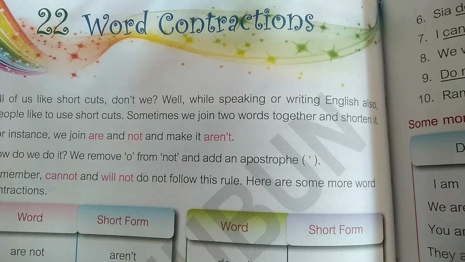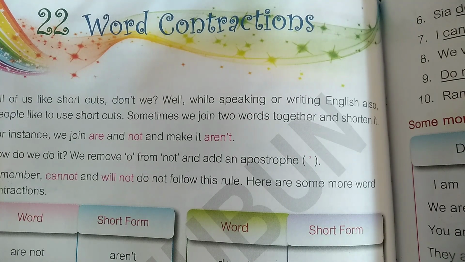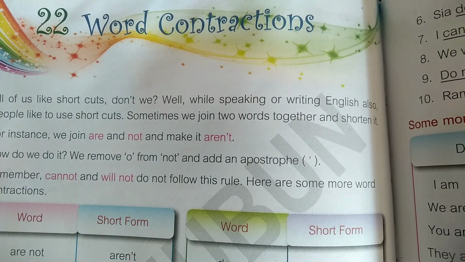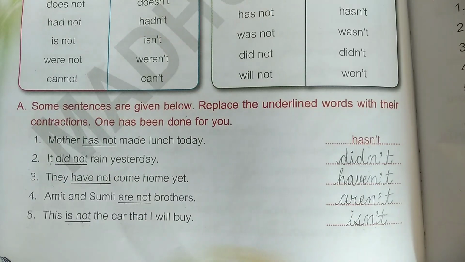In this fourth preparatory assignment, we will move with the topic. The name of the topic is word contraction. Word contractions are like the shortcut of words. We mostly use the shortcut of words instead of long words. So let's start with the revision.